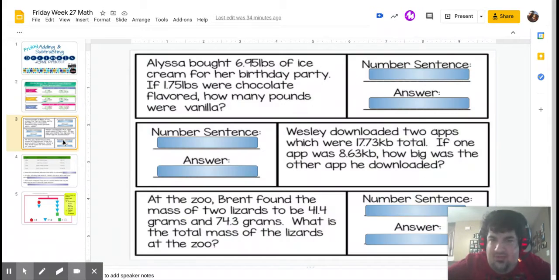So today we're going to be looking at some word problems. Some of these are going to be addition, some of these are going to be subtraction. What you have to do is write the number sentence. So if it's an addition problem, it would be 6 and 95 hundredths plus 1 and 75 hundredths. Or if you think it's a subtraction problem, you're going to write 6 and 95 hundredths minus 1 and 75 hundredths. So again, you have to decide, is this an addition problem or a subtraction problem? And you're going to write that right here. And then your answer, same thing on this one and this one here.